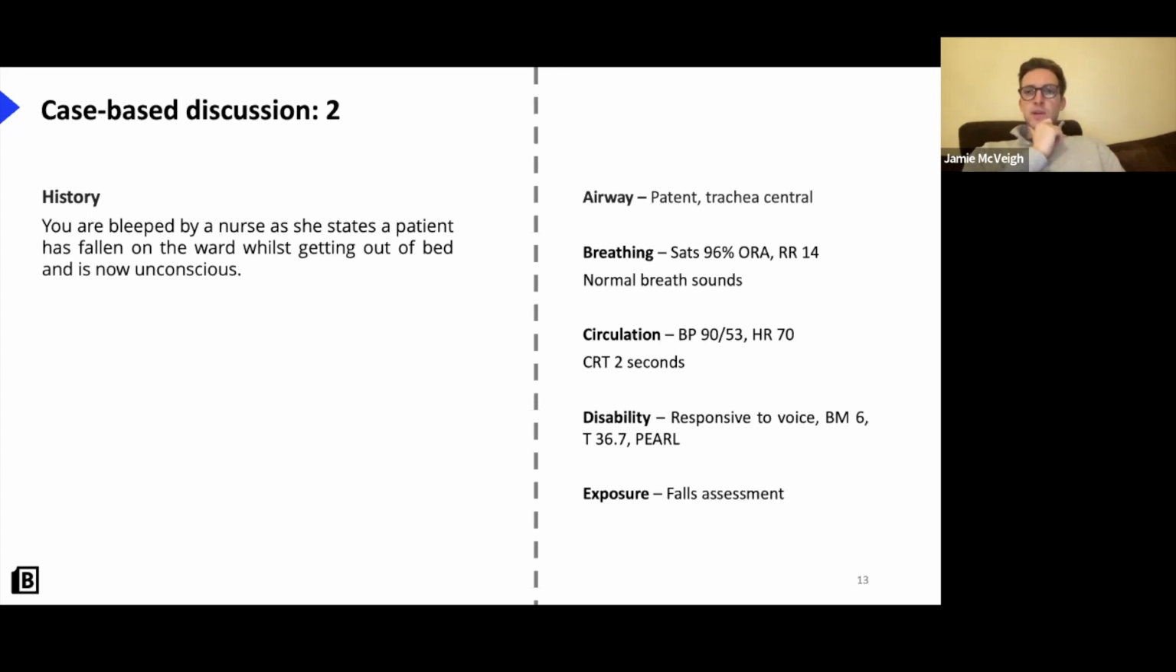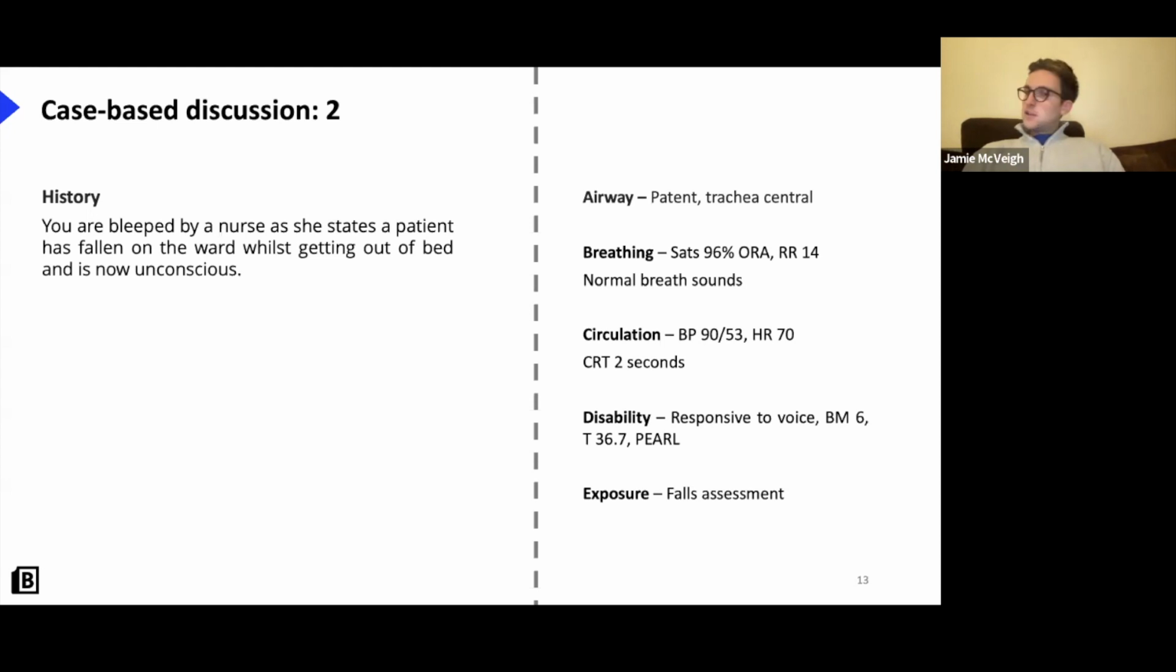But it was an unwitnessed fall, and they think they might have just slightly hit their head on the side of the bed, okay? What do people think? Do we think this person needs a scan of their head? Yeah. Good. Now, there is an argument, okay, to say that they don't, and that they just need some neuro observations for the next 24 hours.